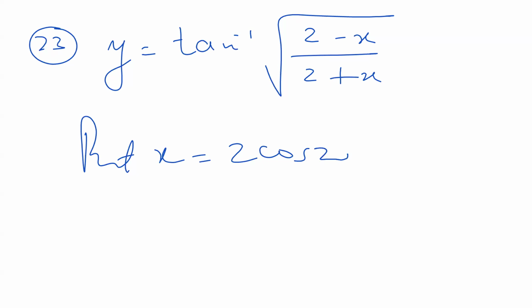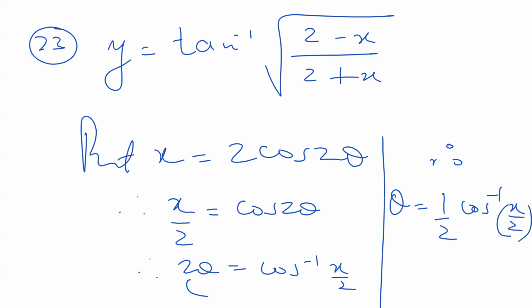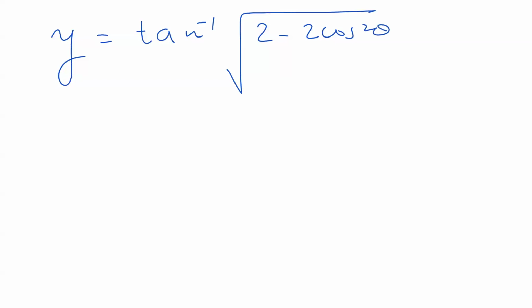Therefore x upon 2 is equal to cos 2 theta. Therefore 2 theta is equal to cos inverse x upon 2. Therefore theta is equal to half cos inverse x by 2. This 2 will go down over here, half. So let's start putting x as 2 cos 2 theta. So y is equal to tan inverse of root of 2 cos 2 theta upon 2 plus 2 cos 2 theta.